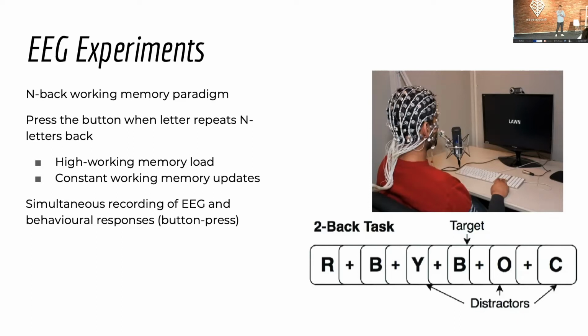What we do simultaneously is record the EEG data, the kind of neural data I was talking about previously, and behavioral data. So when exactly did the participant press the button? And also what we record is when exactly in time the image appeared on the screen. So this is very important information because we will need that for the experiment.